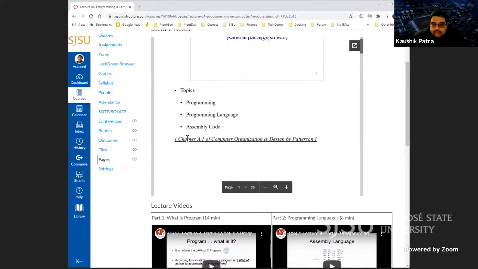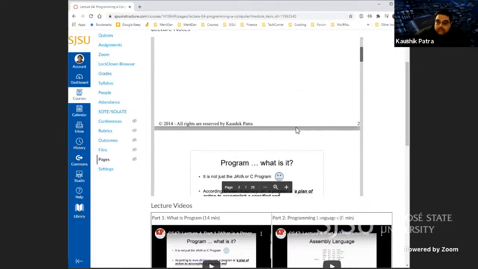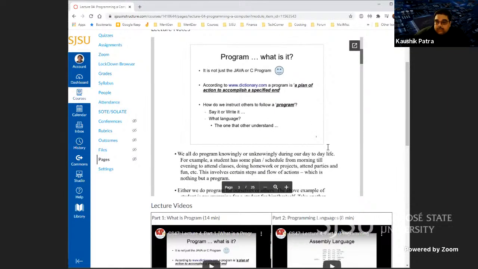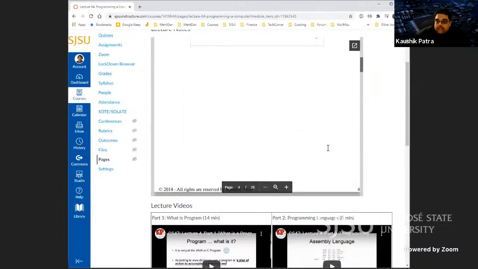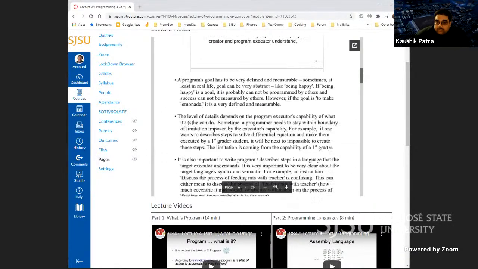It has some reference to your textbook if you would like to have extra notes there. It is chapter A1, Computer Organization and Design by Patterson. The topics we'll be seeing are the conception of programming, programming languages, and some study of assembly code. On the programming side, it tries to explain what a program really is, by conception, and then we go forward from there.